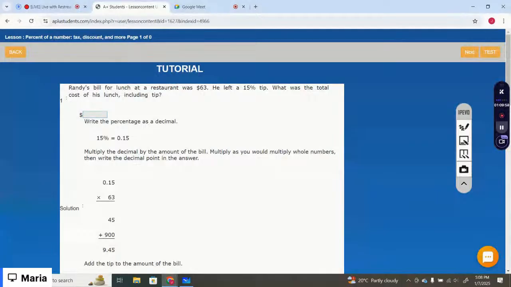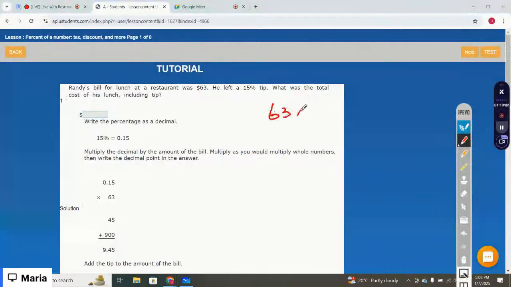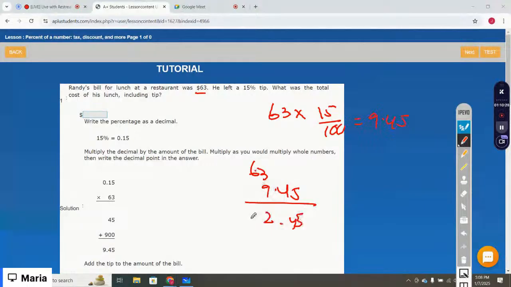So basically the tip is on the bill. The bill is 63 dollars. You have to calculate the 15% of $63. So you have to do 63 times 15 over 100. That is 9.45. The lunch is $63 and the tip is 9.45. That is 72.45.